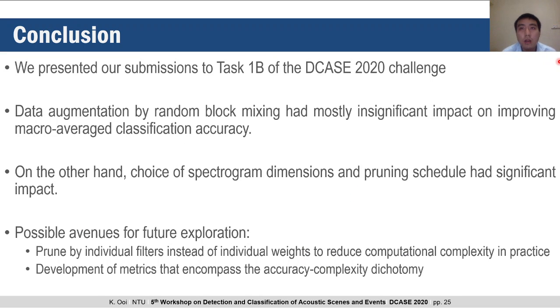In conclusion, over a number of experiments, we found that data augmentation by modified random block mixing had a mostly insignificant impact on improving macro-averaged classification accuracy. But on the other hand, we found that the choice of spectrogram dimensions and pruning schedule had a significant impact. We did not explore pruning methods very thoroughly for our submission, however, and only used pruning by individual weights, which preserves the number of filters in all the models and could be computationally inefficient in practice.